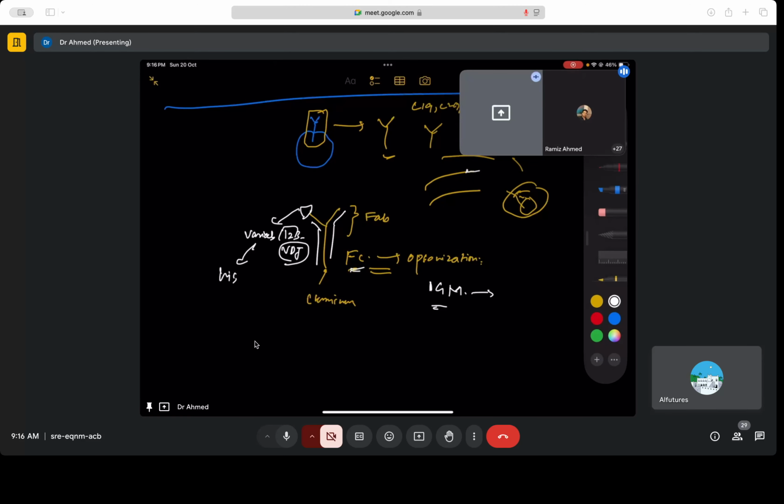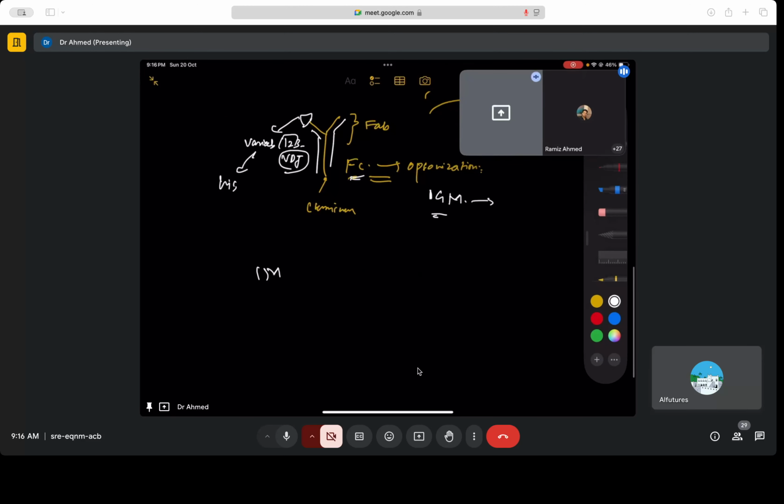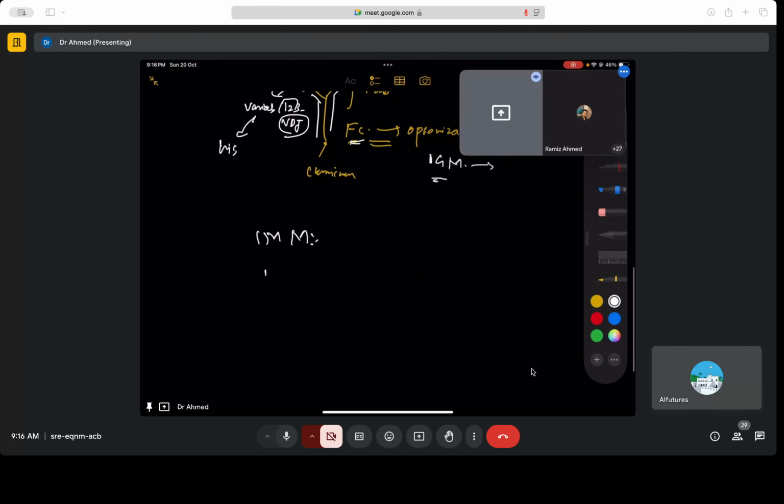Isotype switching. Okay, now let's discuss IgM. You know IgM is the biggest of all, right? It's basically a pentamer. Pentamer means you are going to have five antibodies attached to one another via a chain. What's that chain called? J chain. Yes, it's J.